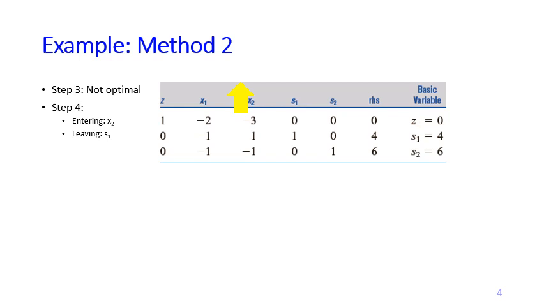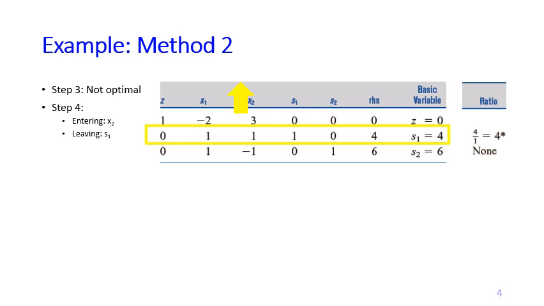And then we perform the ratio test: right hand side divided by the coefficient of this entering variable column. So 4 divided by 1 is 4, 6 divided by -1 is none. Remember that the result for the ratio test is none if you divide the right hand side by 0 or by something negative. Okay, so the smallest ratio here is in the first row, so the leaving variable is S1.